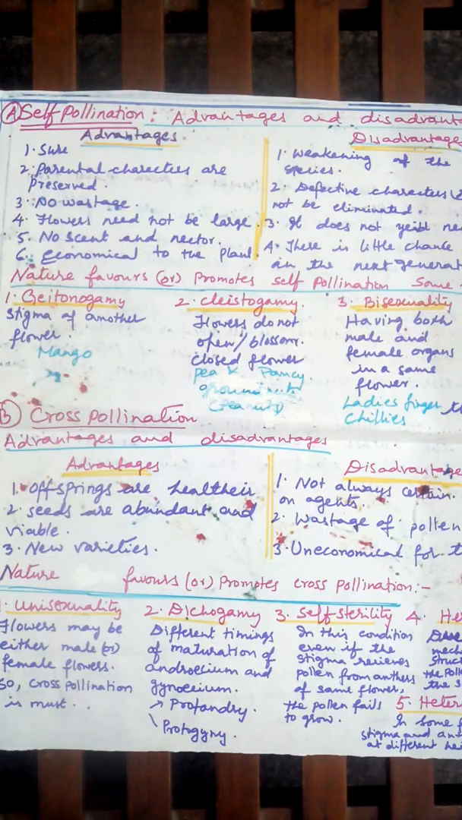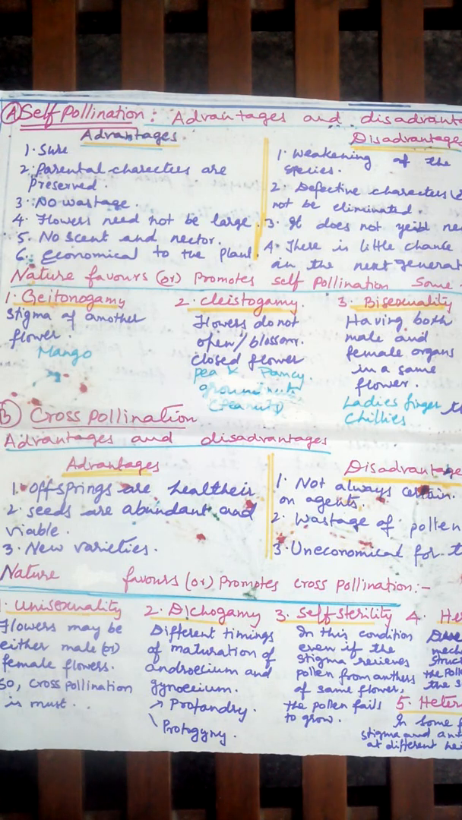Now you are going to learn thoroughly about the two kinds of pollination. First, we are learning about self-pollination. Self-pollination is transfer of pollen from the anther to the stigma of the same flower. You have already learned. If it is same plant and another flower, then we call it as geitonogamy. You have learned, no children? Yes, now we are moving on to the advantages of the self-pollination.